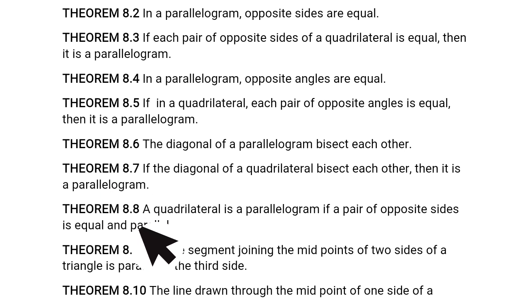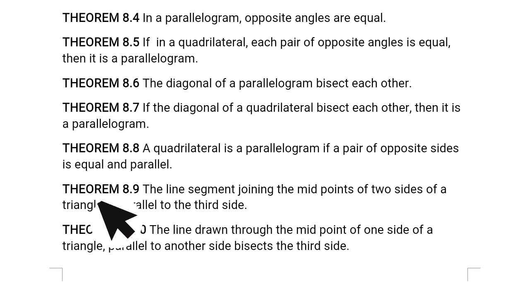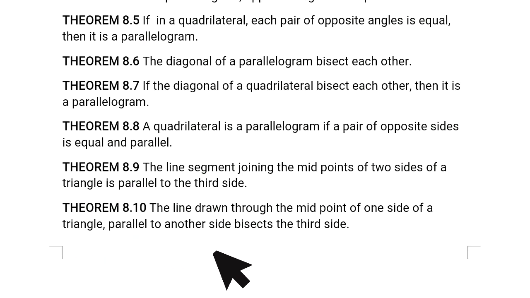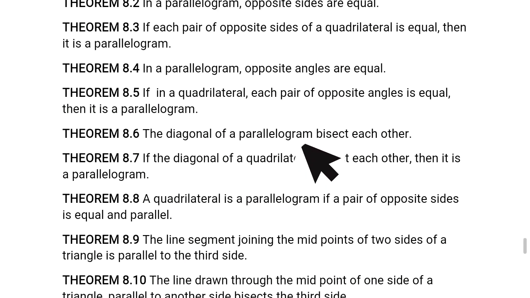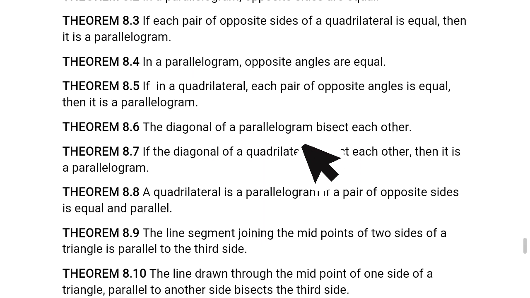Then theorem 8.8: a quadrilateral is a parallelogram if a pair of opposite sides is equal and parallel. Theorem 8.9: the line segment joining the midpoints of two sides of a triangle is parallel to the third side, and the converse of 8.9 is 8.10. The line drawn through the midpoint of one side of a triangle parallel to another side bisects the third side. So like this you have to remember all the theorems.